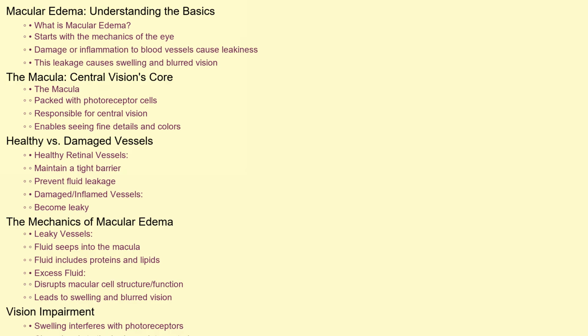To understand macular edema, we need to delve into the mechanics of the eye. The macula, packed with photoreceptor cells, is responsible for central vision, allowing us to see fine details and colors. Healthy retinal blood vessels maintain a tight barrier, preventing fluid from leaking into the surrounding tissue. When these vessels become damaged or inflamed, they become leaky. Fluid, including proteins and lipids, seeps into the macula. This excess fluid disrupts the normal structure and function of the macular cells, leading to swelling and blurred vision. The swelling interferes with the photoreceptor's ability to transmit clear signals to the brain, impairing central vision.